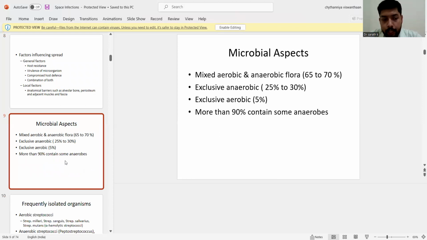Coming to the microbiology, you can see a mix of aerobic and anaerobic flora in space infection. 25 to 30% are exclusively anaerobic organisms, and 5% are exclusively aerobic organisms. More than 90% contain some anaerobes, because avascular necrosis of that area will be an excellent breeding ground for anaerobic organisms.